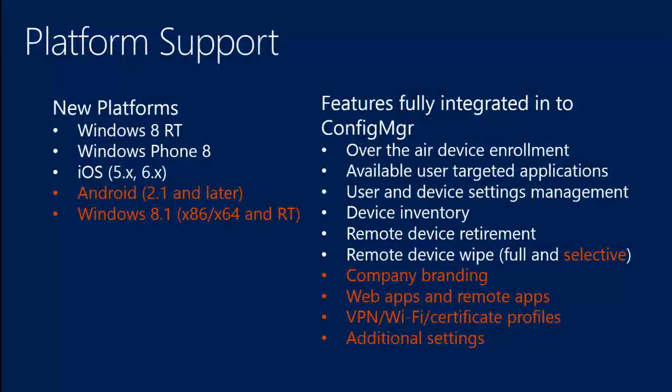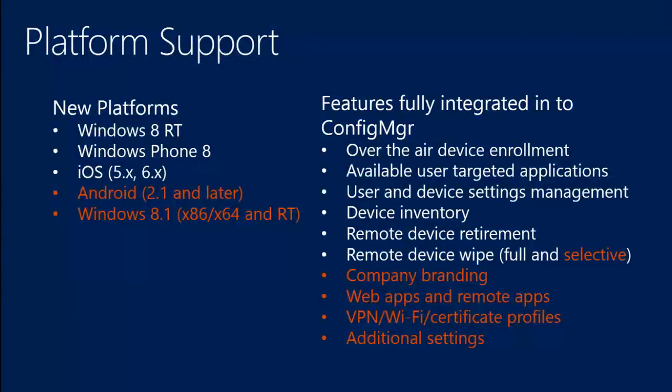The platform support that we have, the items listed in white there are things that are available in Service Pack 1 for Configuration Manager. And the items in the orange color are things that are new to the R2 release that's coming soon. Specifically, one thing I want to point out about Android support is that in Service Pack 1, Android support is provided through EAS. Now in R2, we'll actually provide a native management agent using OMADM for that.